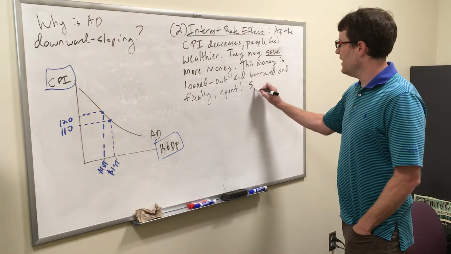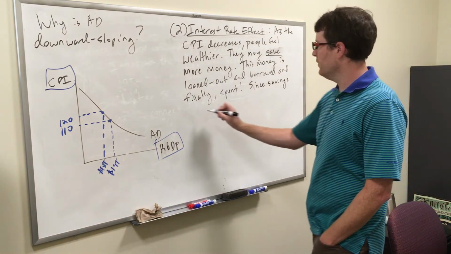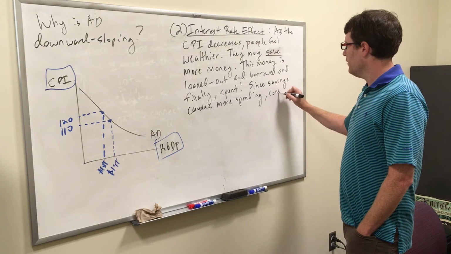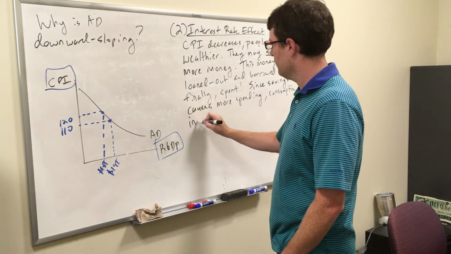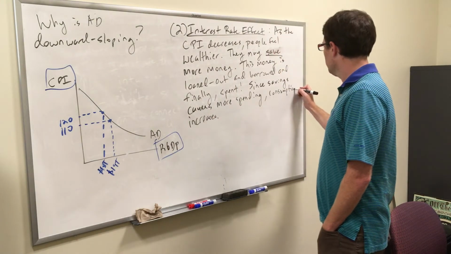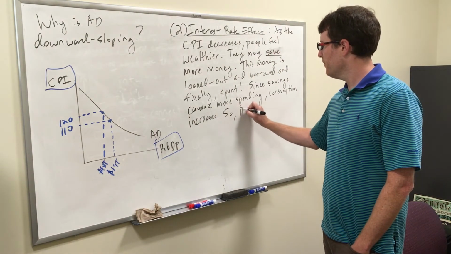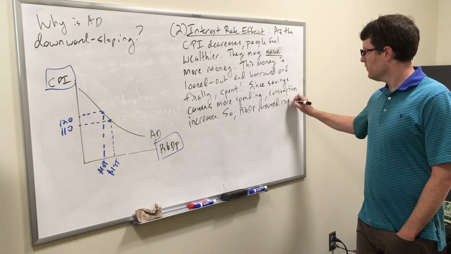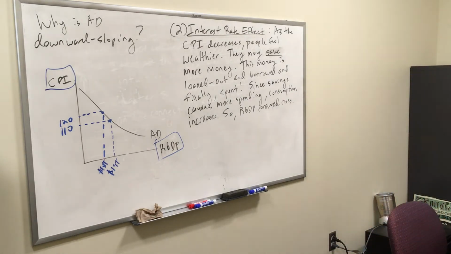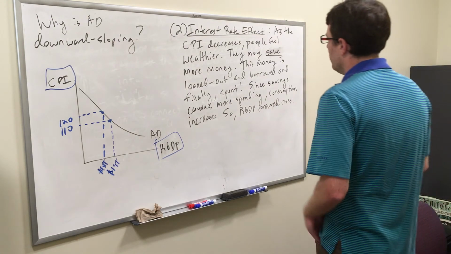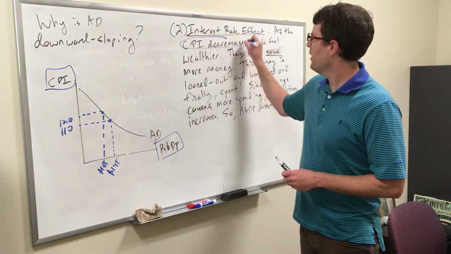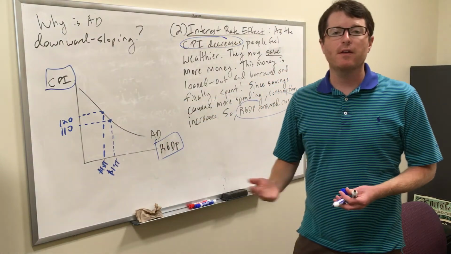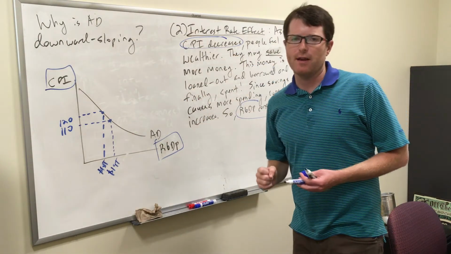Okay? So since savings causes more spending, consumption increases. So real GDP consumed rises. That's the interest rate effect. All right. So again, notice I've got my CPI decreasing here. I've got my real GDP increasing here. That way I can show the relationship. One changes, the other one changes with it. That way I'm answering this question here, why is aggregate demand downward sloping?